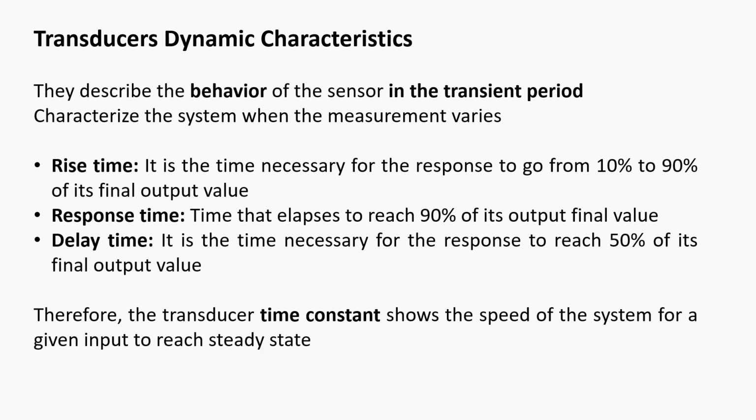The rise time, that would be the necessary time for the response to reach from 10 to 20% of its final value. The response time, that is the time that elapsed to reach 90% in the output. And the delay time, that defines the time that the transducer needs to give 50% of the output's final value. We can then say that the time constant of a transducer will always be the speed of the sensorial system for a given input to reach its steady state in the output.